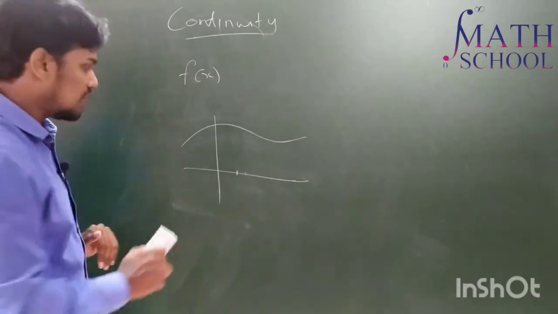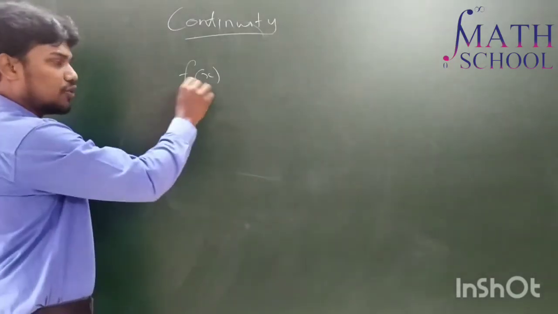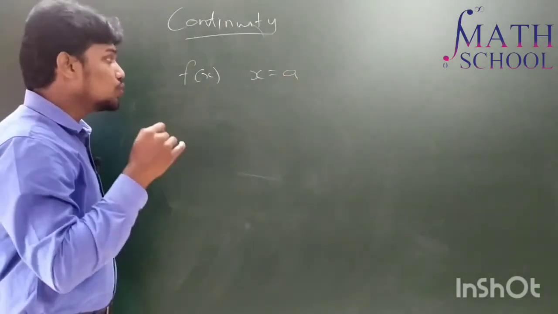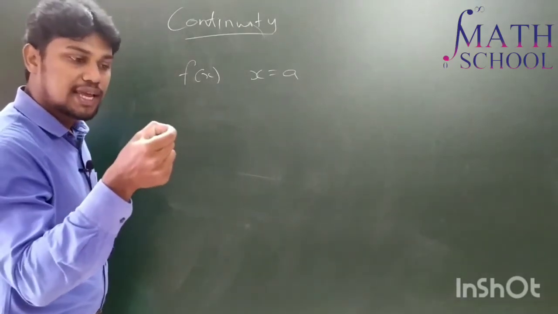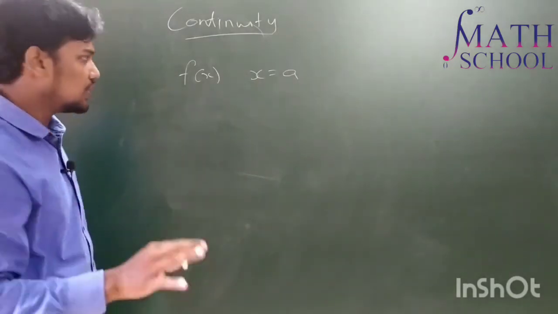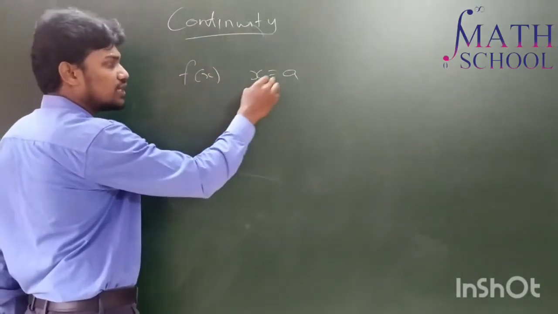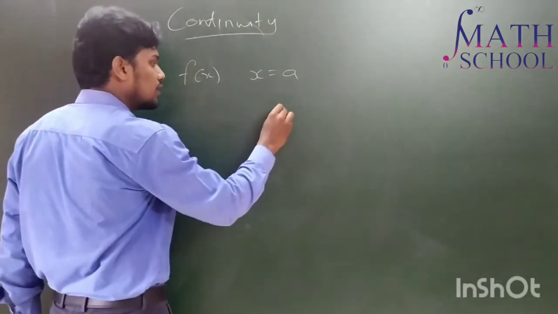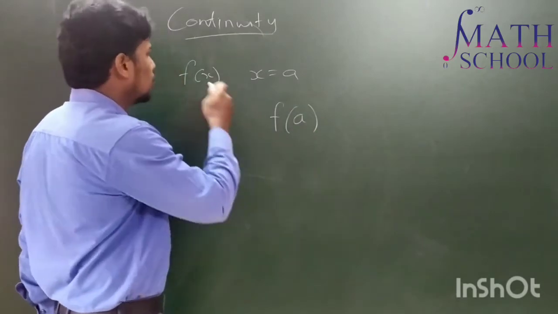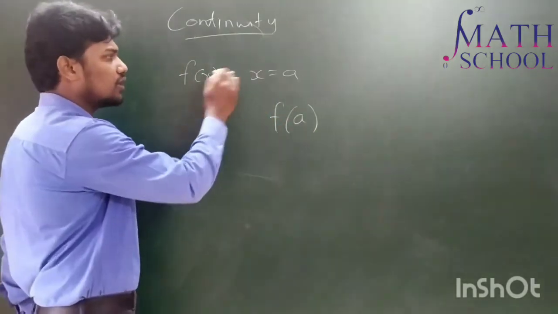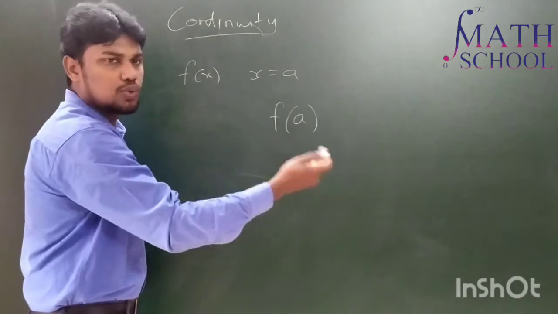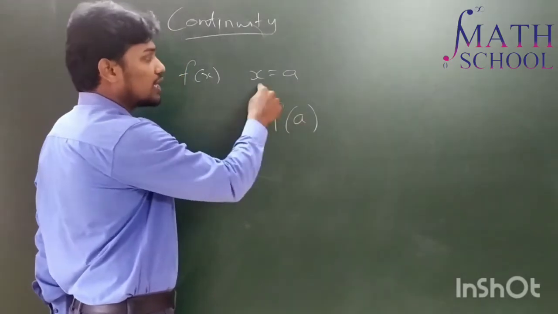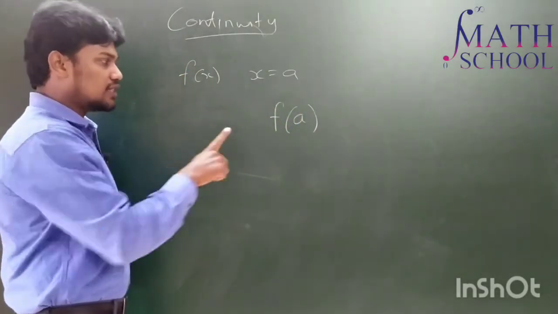Now let me give you a formal definition. You are given one function and one point in its domain, and we are asked to check the continuity of this function at the point x equals a. What is the definition? To check the continuity at the given point, we first have to get two things. The first thing is the functional value at that point. The function is given, the input point is given, so you just get the output value, that is f(a). f(a) is called the functional value at x equals a. This is the first thing you have to get.